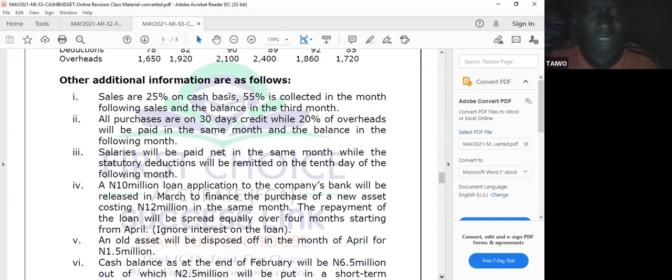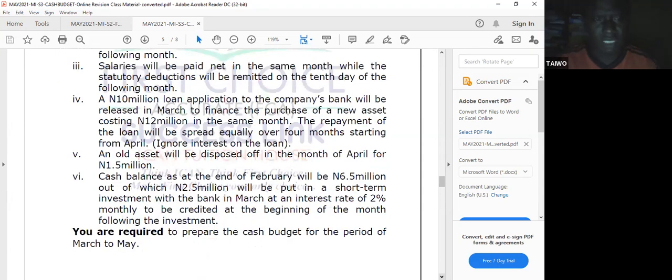Ignore interest on the loan. So please note that the payment of that loan will be spread equally. If the loan is 12 million, how do you spread it? You spread it equally over 4 months, starting from April. That will be April, May, June, July. You have to adjust that.